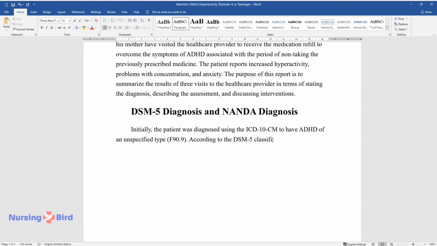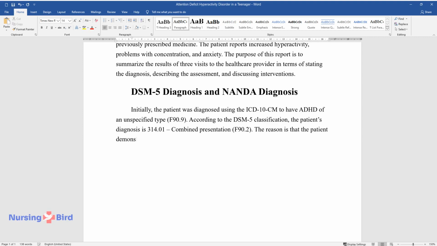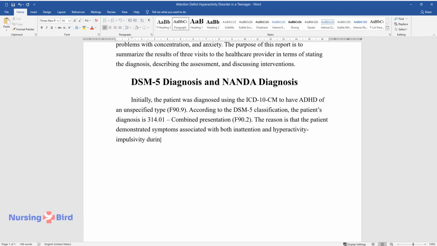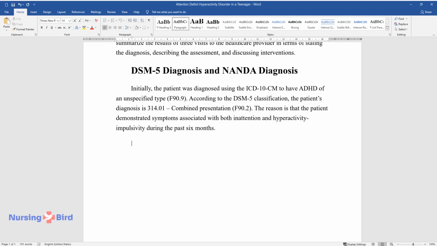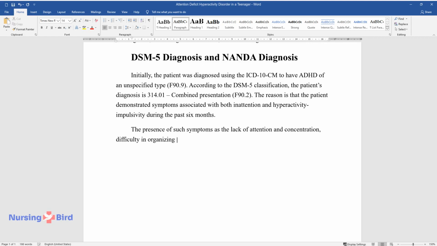According to the DSM-5 classification, the patient's diagnosis is 314.01, combined presentation, F90.2. The reason is that the patient demonstrated symptoms associated with both inattention and hyperactivity impulsivity during the past 6 months. The presence of such symptoms as the lack of attention and concentration, difficulty in organizing activities, distraction, and interrupting behaviors among others provides the reason for excluding some diagnoses.